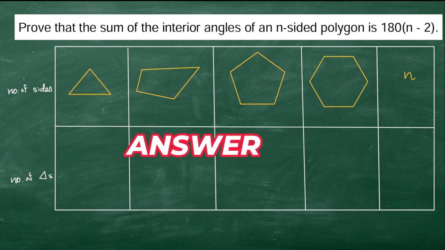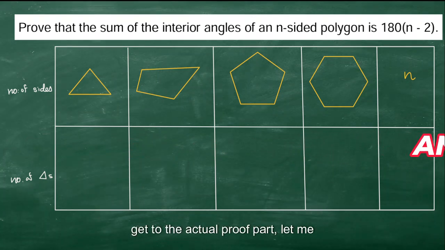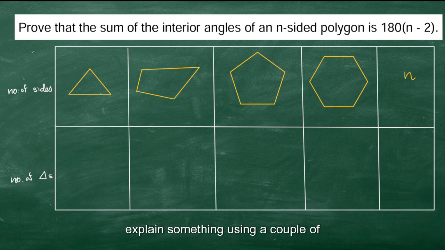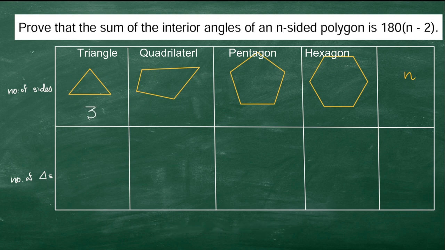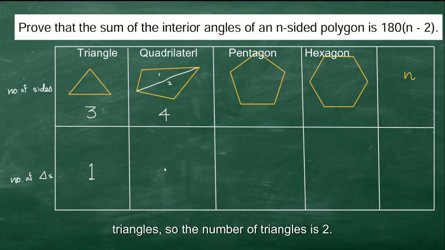Before we get to the actual proof part, let me explain something using a couple of different polygons. So if you think about a triangle, the number of sides is 3, the number of triangles is just 1. What about a quadrilateral, a 4-sided shape? There are 4 sides. Now if I split it starting from one end, I can say that there are 2 triangles. So the number of triangles is 2.